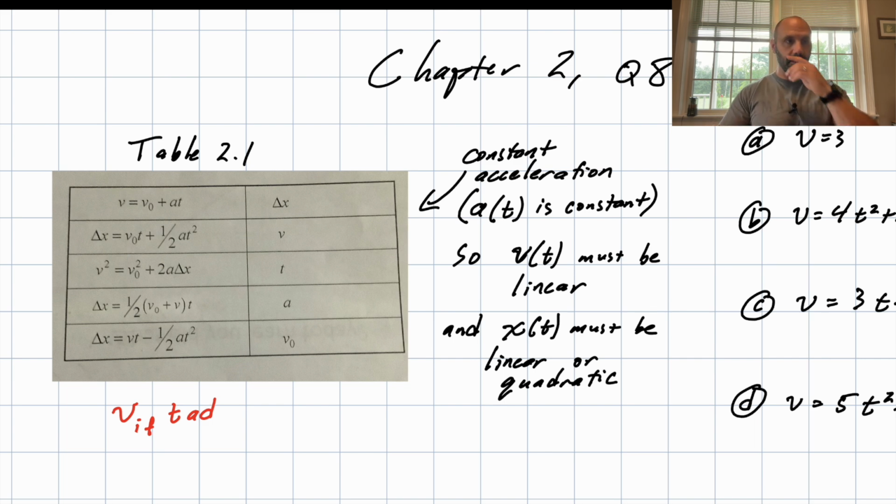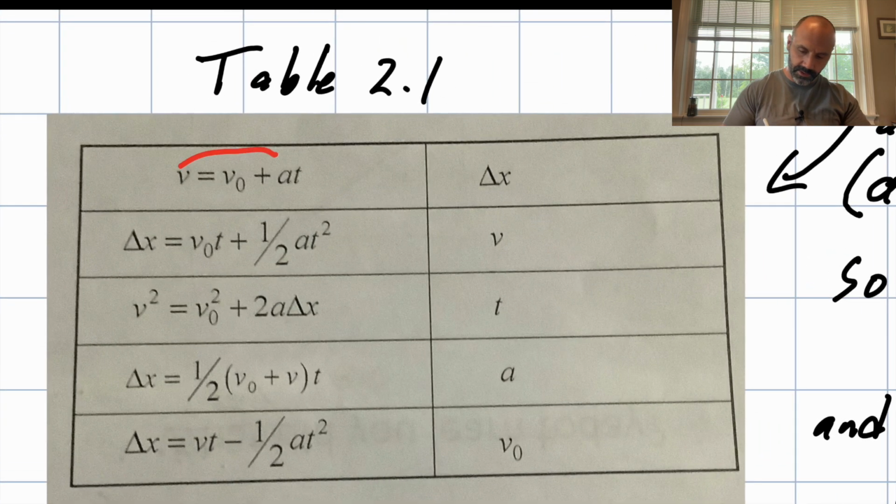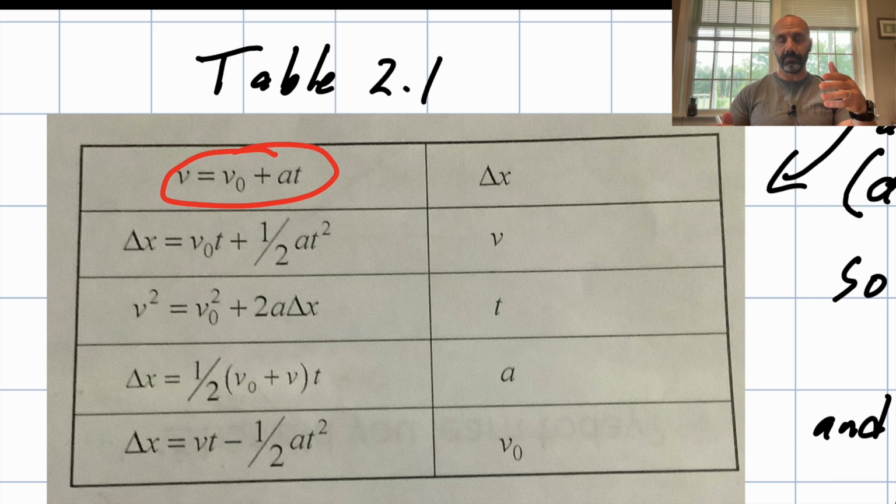Some things to keep in mind. If the acceleration is constant, that means the function for the velocity has to be linear. We see that here in this first equation. This is a linear function. You could write that as y equals mx plus b, where t is the variable, and a would be the slope. So if the acceleration is constant, that means the slope of the velocity function is constant, unchanging. That means it's got to be a straight line.